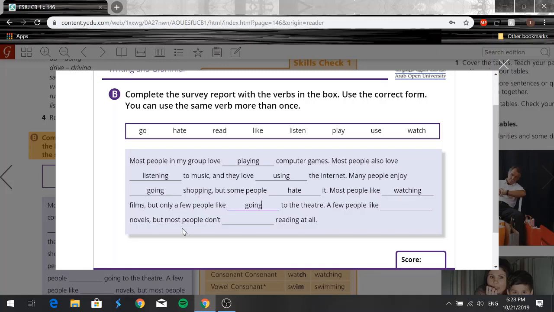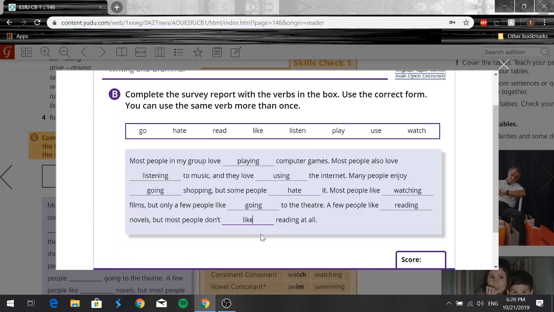A few people like dash novels. We'll say a few people like, read, and ing becomes reading. So a few people like reading novels, but most people don't dash reading at all. So we'll say don't like reading at all. Okay, so now let's read it with the correct verbs.